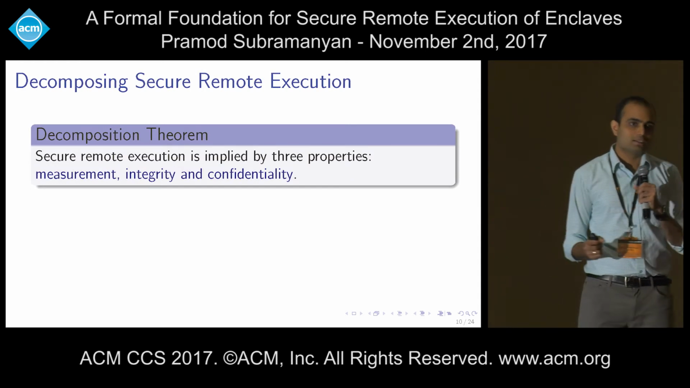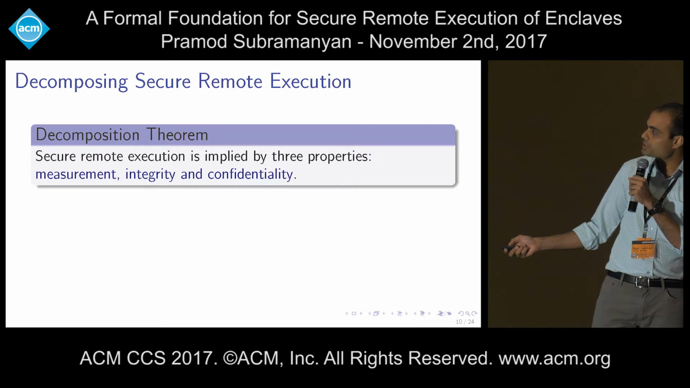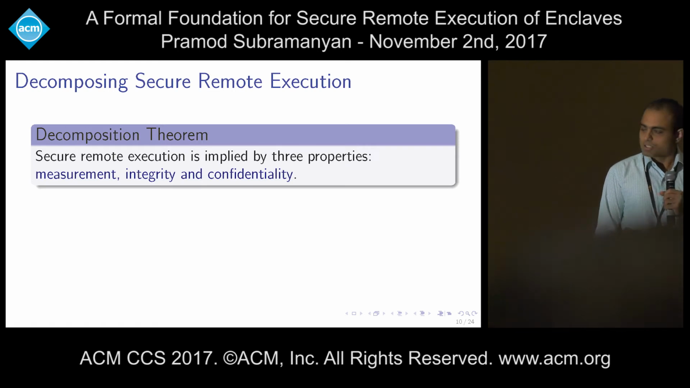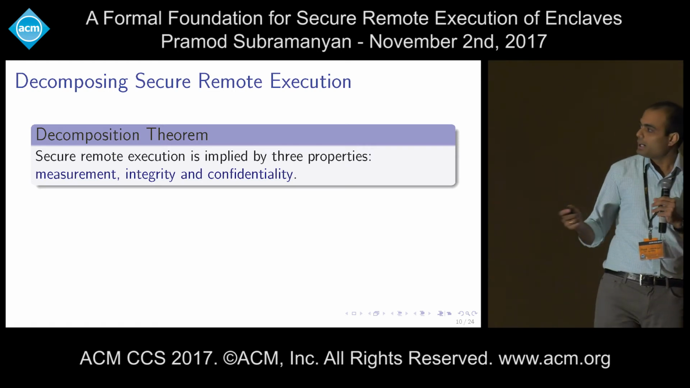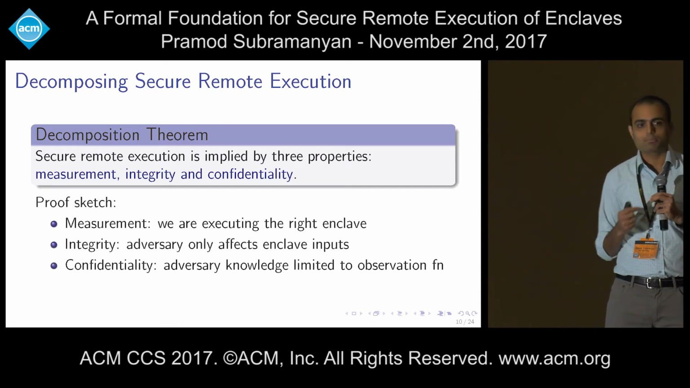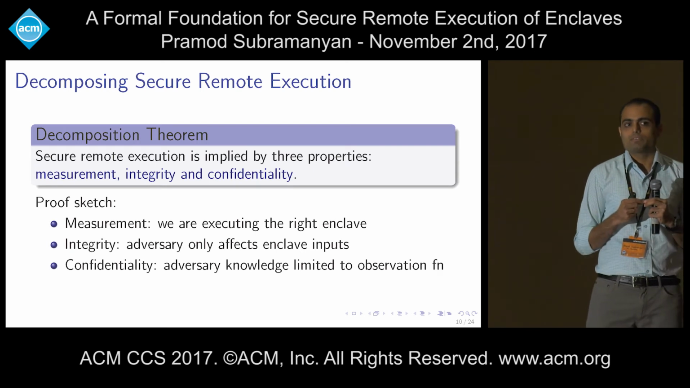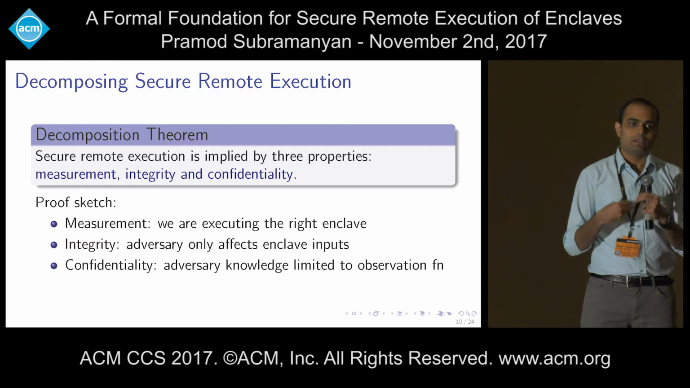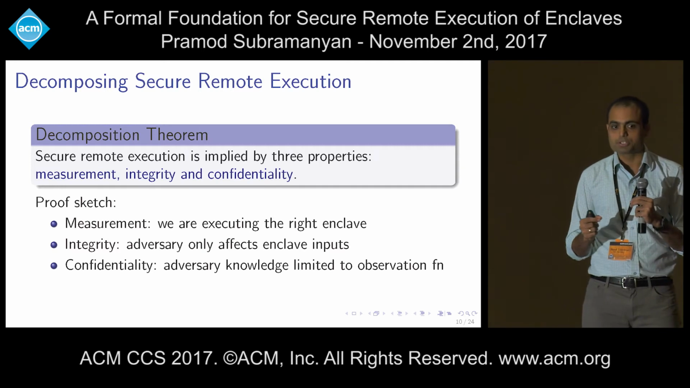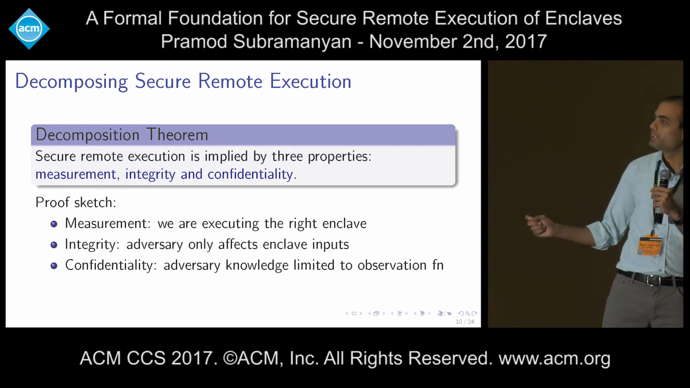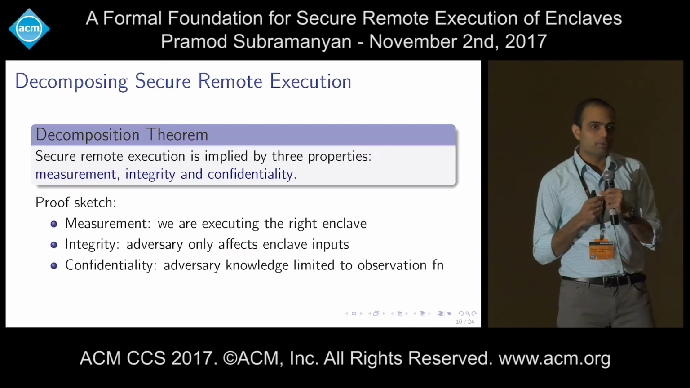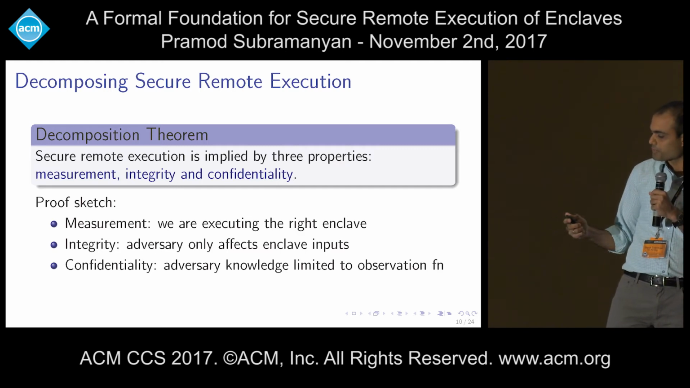One of the main theoretical results of our paper is that this notion of secure remote execution is implied by three simpler properties: the measurement, integrity, and confidentiality properties. Intuitively, let me describe what these properties mean. The measurement property tells us that we're executing the correct object. The integrity property says that the effect of the adversary's actions is limited to providing inputs. Inputs are untrusted, so you can't really do anything about the adversary changing your inputs, but the adversary shouldn't be able to do anything more. And that's what the integrity guarantee gives you. And finally, the confidentiality guarantee says that the adversary's knowledge is limited to what the observation function allows.